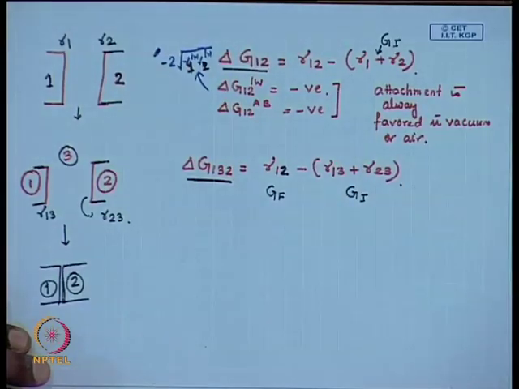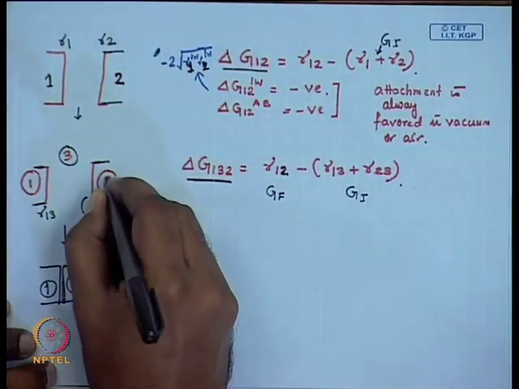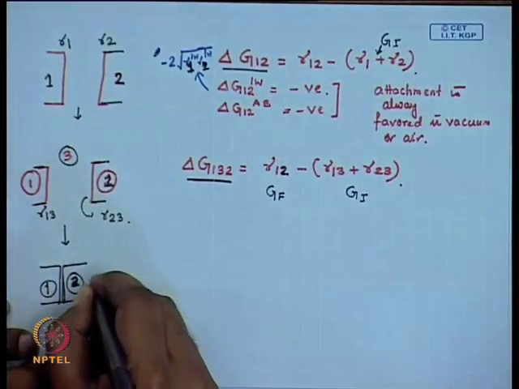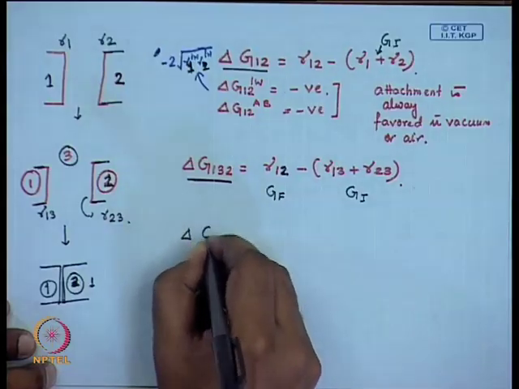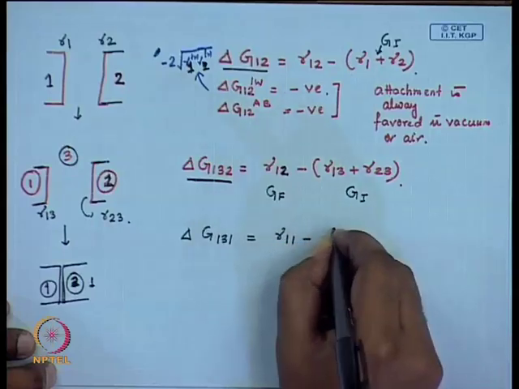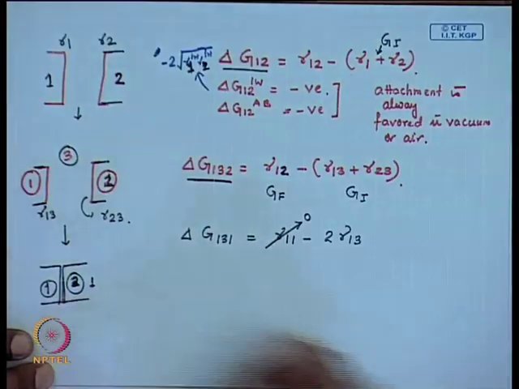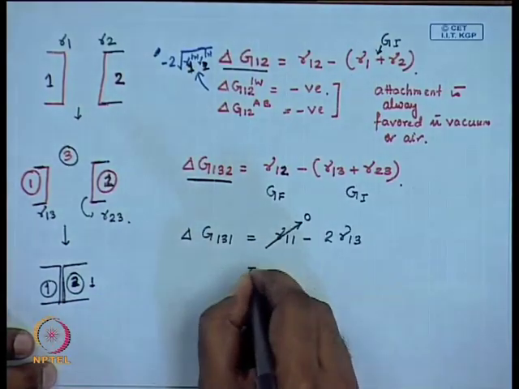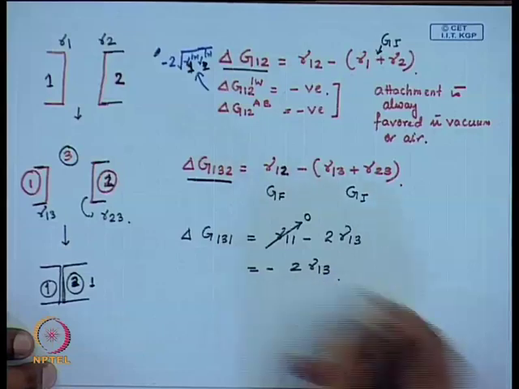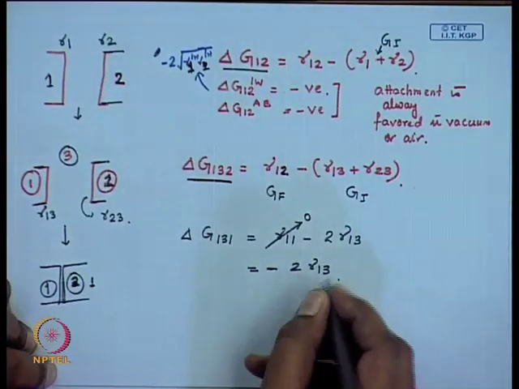Now, let us say that 1 and 2 are the same materials. So, you have, let us say, two blocks of sugar which are coming in contact with each other in a liquid medium, say water. So, what you have is gamma 1 1 minus twice gamma 1 3. Now, gamma 1 1 is obviously 0 because when two identical materials come in contact, there is going to be no surface. So, it is minus 2 gamma 1 3. Now, this is interesting. We have delta G131 equal to minus 2 gamma 1 3.